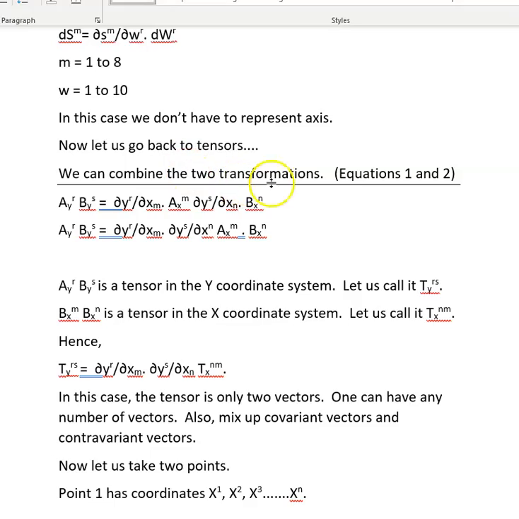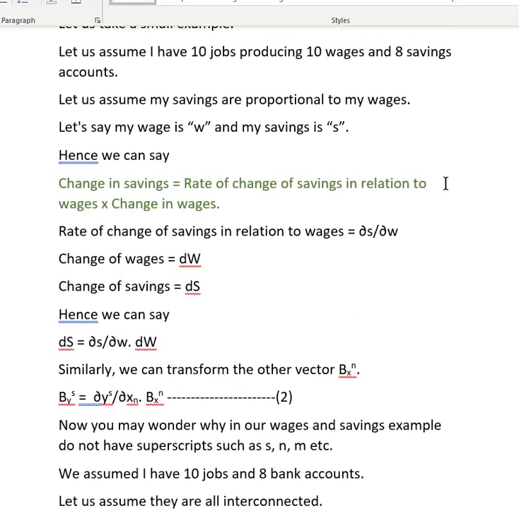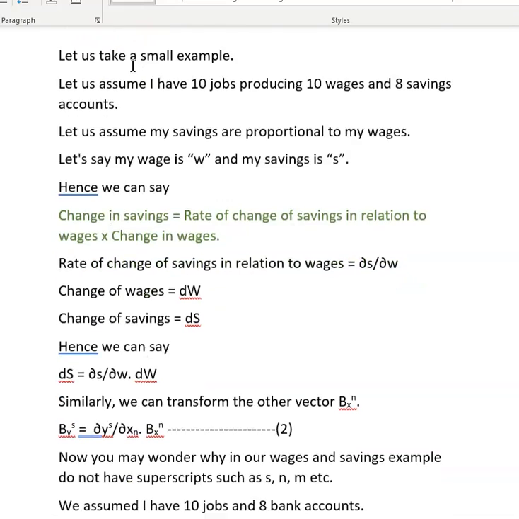We can combine the two transformations, equations 1 and 2. Equation 1 is here: transformation of a vector in the x coordinate system with m dimensions into transformation of a vector in the y coordinate system with r dimensions. It's the same vector. The vector doesn't change, only the components will change, and partial y over partial x is the rate.